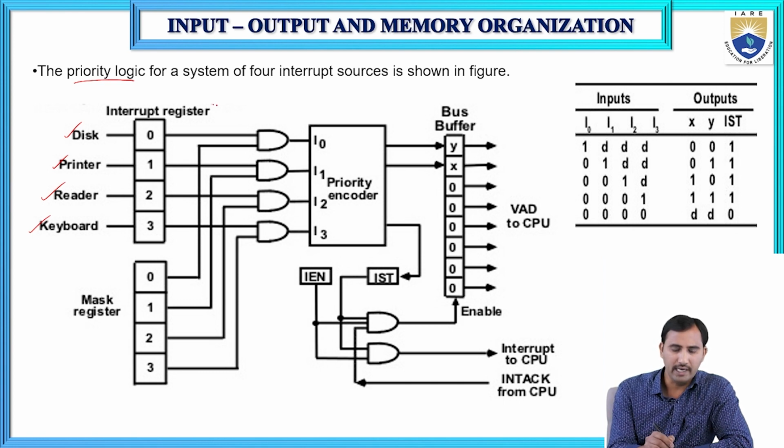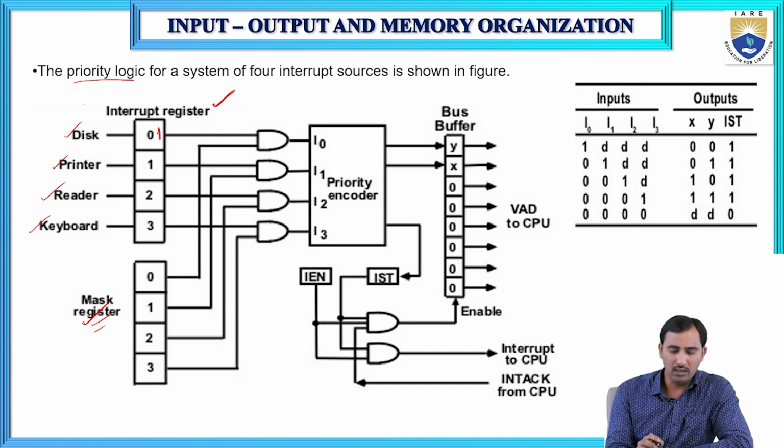So we have an interrupt register and a mask register. Since we have four I/O devices, we are using a 4-bit interrupt register, and we are also using a 4-bit mask register. The mask register is used for controlling the interrupts, and the interrupt register is used to store the interrupt values. Whenever an interrupt occurs, the corresponding register bit will store one.